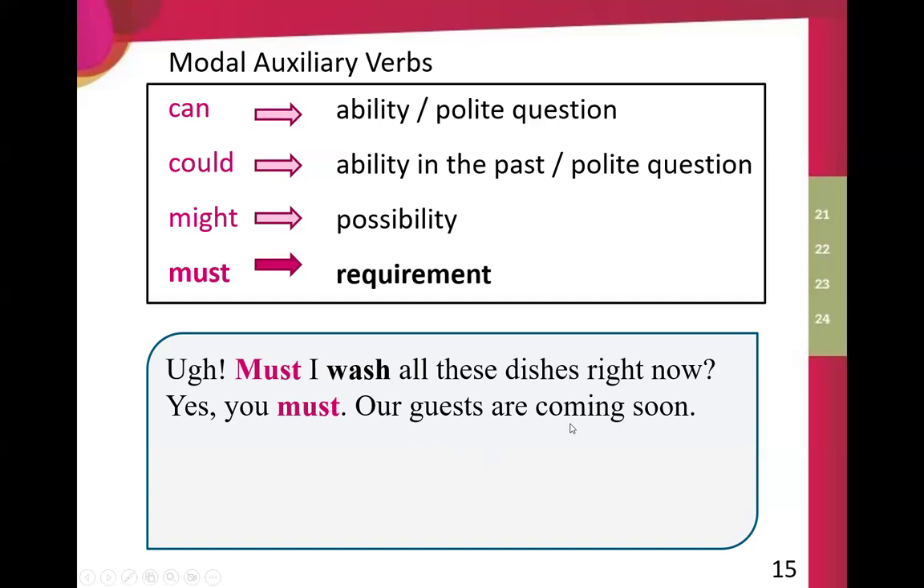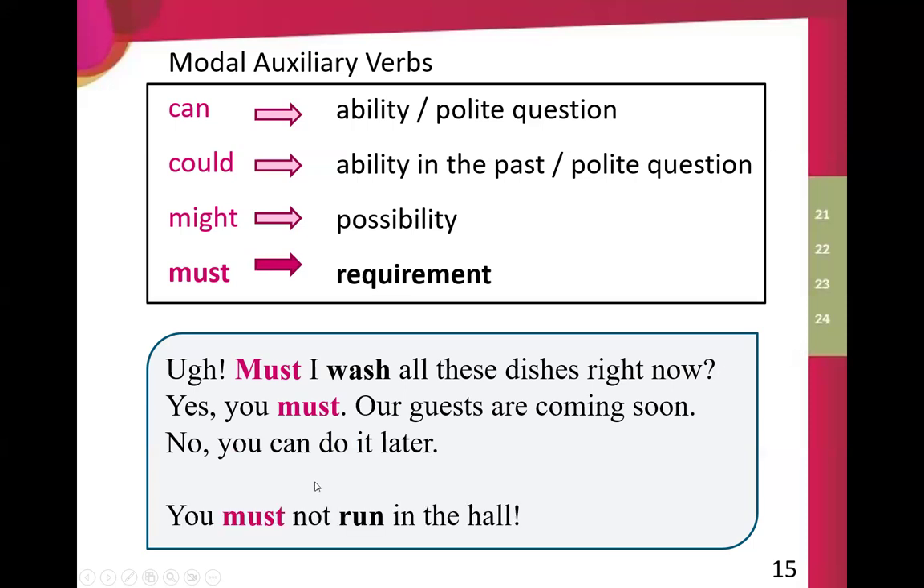Our guests are coming soon because we have a party. We have a party right now, and our guests are coming soon. So you have to wash the old dishes, and clean them very carefully. Oh, you can say also no. You can do it later if it is not necessary.